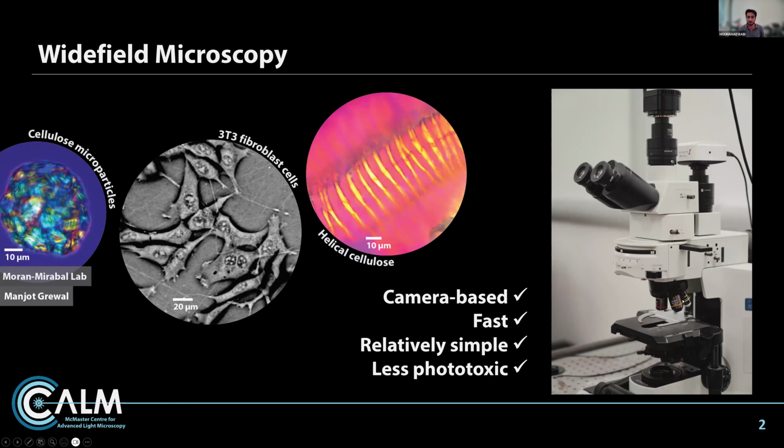And upright versus inverted microscopes refers to whether we're looking at the sample from the top or the bottom. So in this upright microscope here, we're looking at the sample from the top, and we could use transmitted white light or bright field to look at our samples very quickly. The wide field microscope uses a camera to capture your image, and because cameras are very fast, we're able to quickly capture images, and we're able to look at all sorts of different samples very quickly.